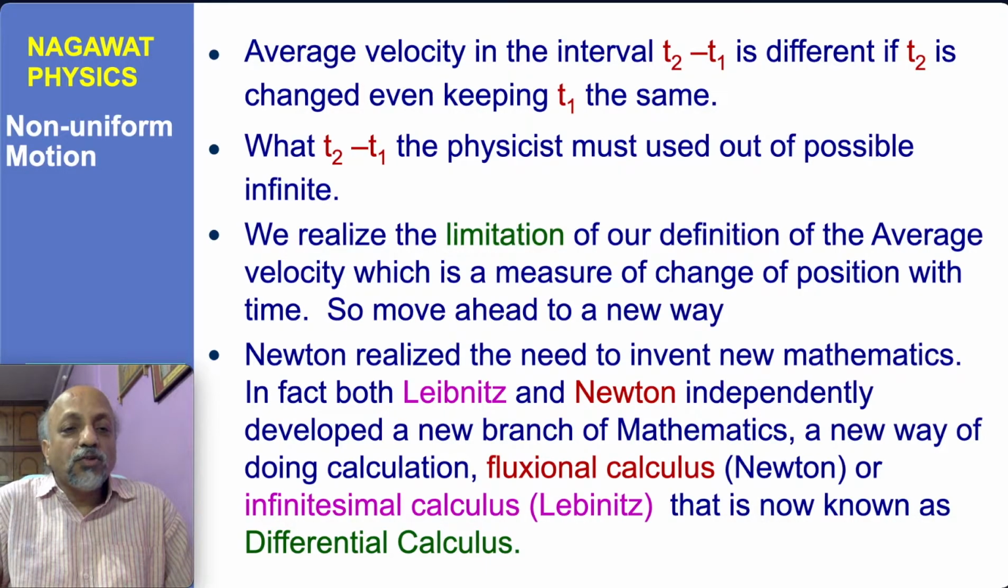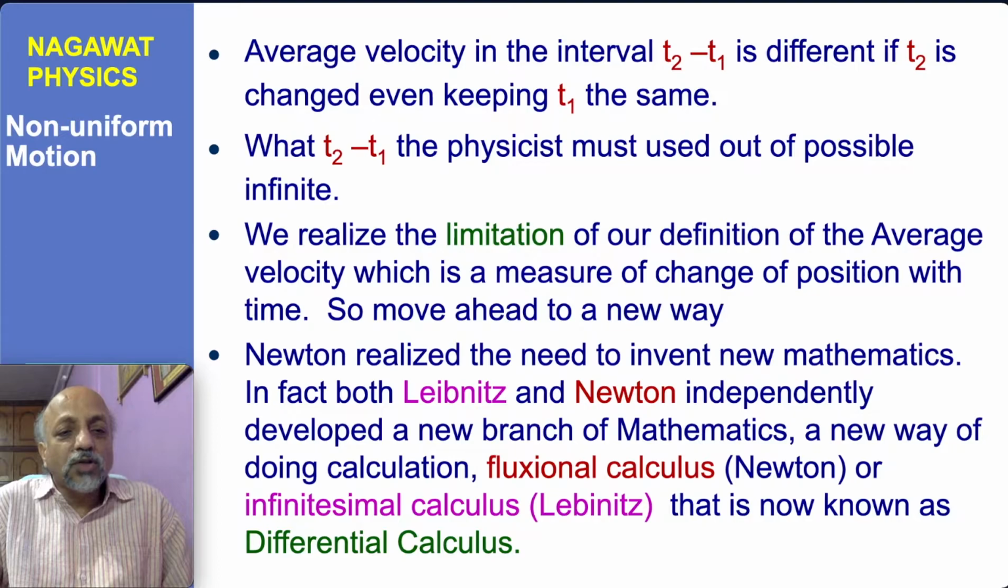So which t2 minus t1 should we use? Because if we are changing t2 minus t1, then the value is changing, and I have already pointed out there are infinite choices of t2 minus t1 available. Since a description of a particle's motion in one dimension would require specification of infinite quantities, it would not make good sense or be meaningful. So we realize the limitation of our definition of average velocity in describing non-uniform motion. Though average velocity was a good quantity for describing uniform motion, it is not useful here.